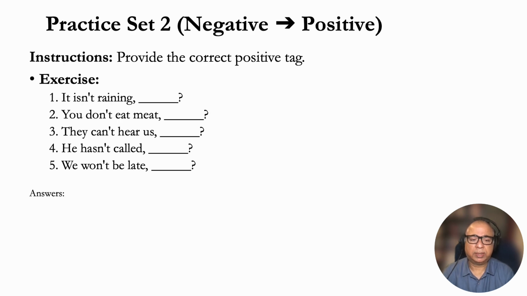Very good. Now let's try this though. So I'm giving you negative statements. It isn't raining. You don't eat meat. I think you don't eat meat. I'm not sure, so I'm asking you to confirm. They can't hear us. He hasn't called. We won't be late. How would you form tag questions in this case? So just remember that the statements are all negative. So the tags must be positive. Great. All right. I think you will have fun. You will enjoy completing this exercise. Pause the video now.